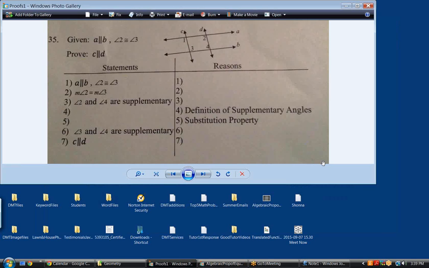What's the reason for number 1? Number 1 says A is parallel to B, and angle 2 is congruent to angle 3. So that's given. Yes, it's a given statement. And if you go to the last step, this is what we're trying to prove. So why is number 2 correct? Why is the measurement of angle 2 equal to the measurement of angle 3?